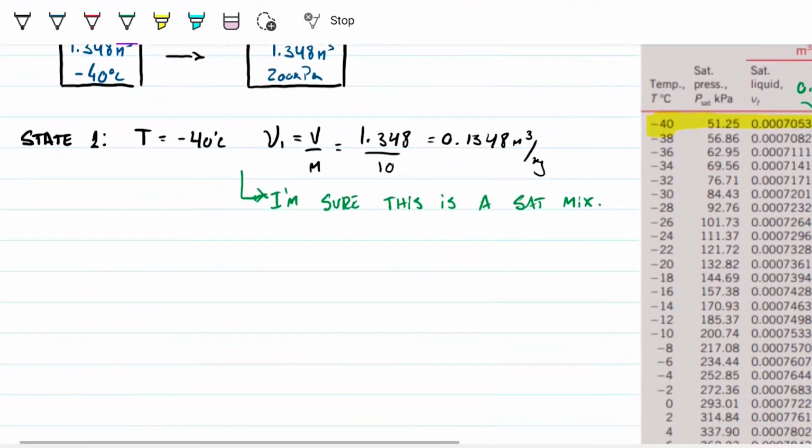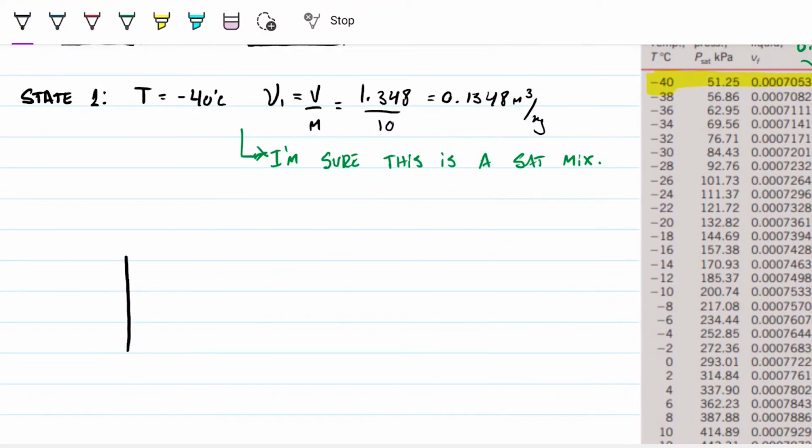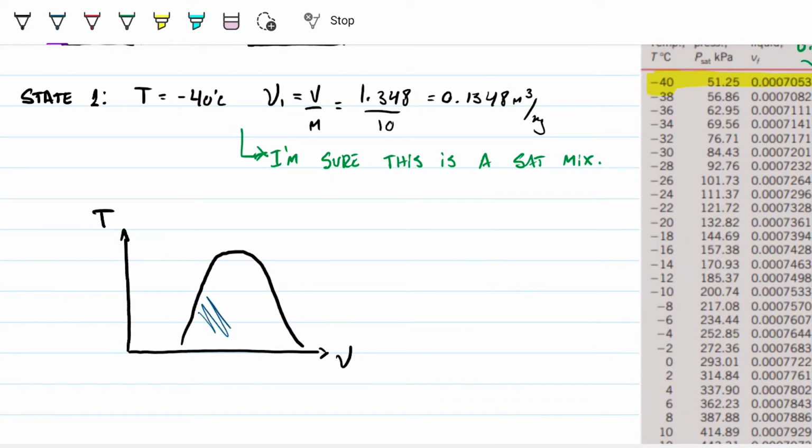What were the options? If it weren't a saturated mixture, what could it be? Well, we talked about this before, but if we quickly draw a T-v diagram and we draw the dome here, anything inside the dome is going to be a saturated mixture. Anything to the left of my dome is going to be a compressed fluid or a subcooled fluid. Anything to the right of my dome is going to be a superheated fluid.